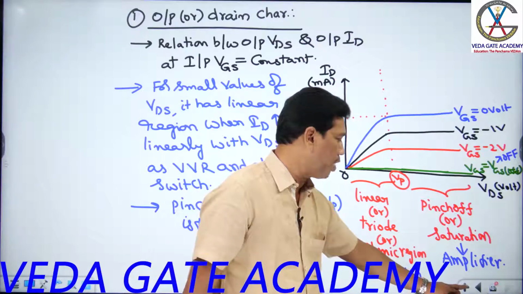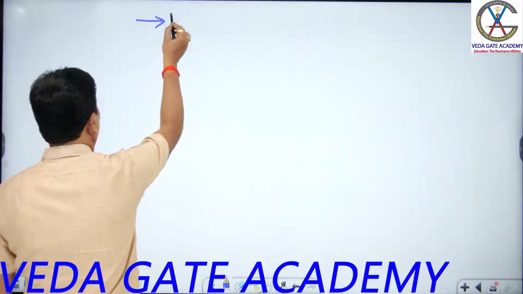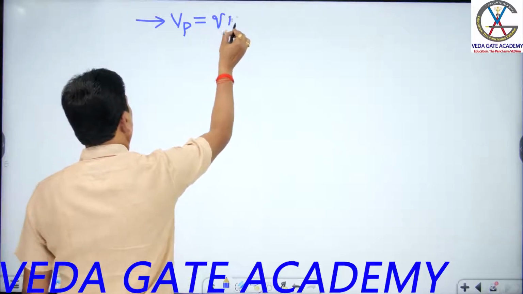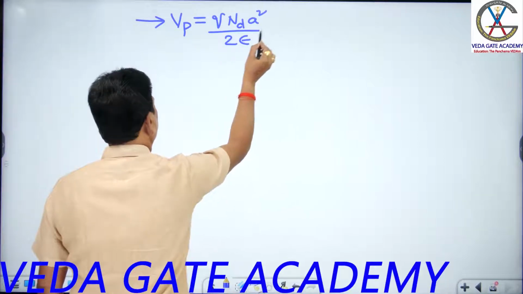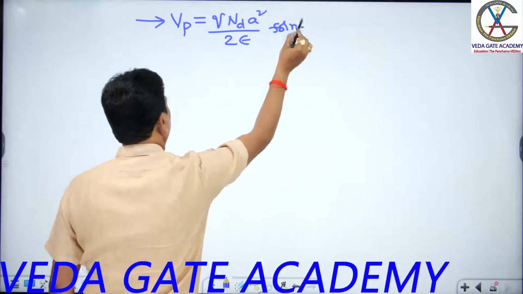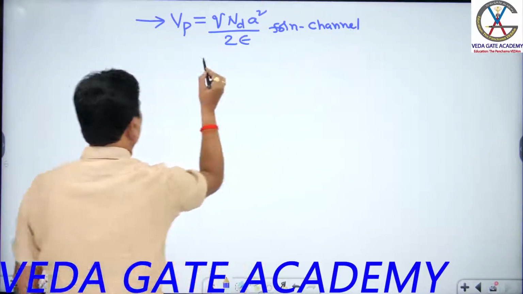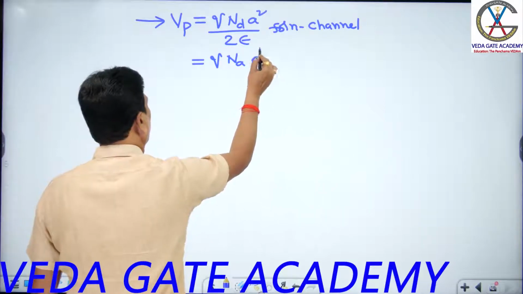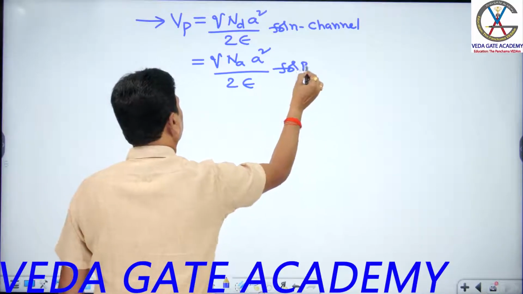So this pinch off drain voltage depends on what factors, students? I am indicating the derived formula here. So this is the formula for pinch off drain voltage, students. VP equals q ND a squared by 2 epsilon. This is for N channel, students. If I go for P channel, same thing, only the channel body is different. So q NA a squared by 2 epsilon, students, for P channel.